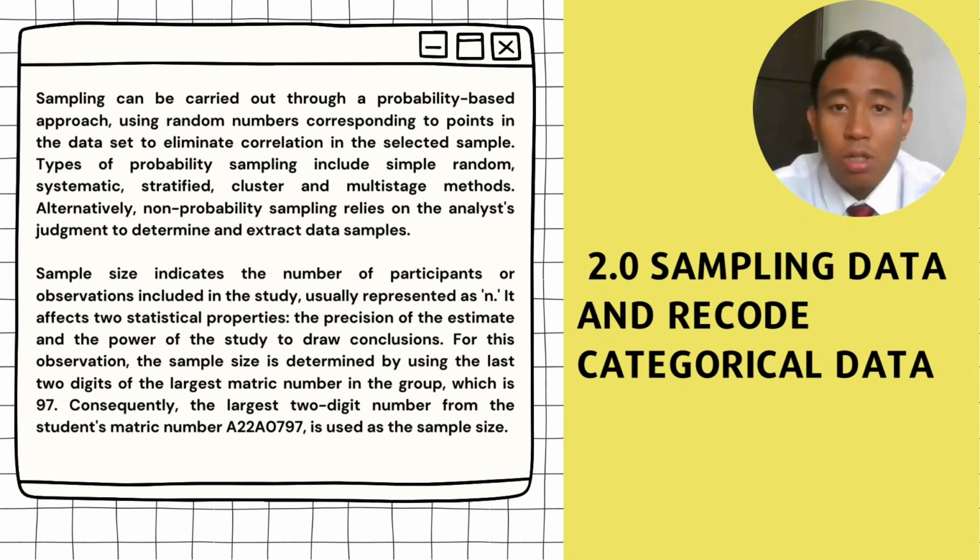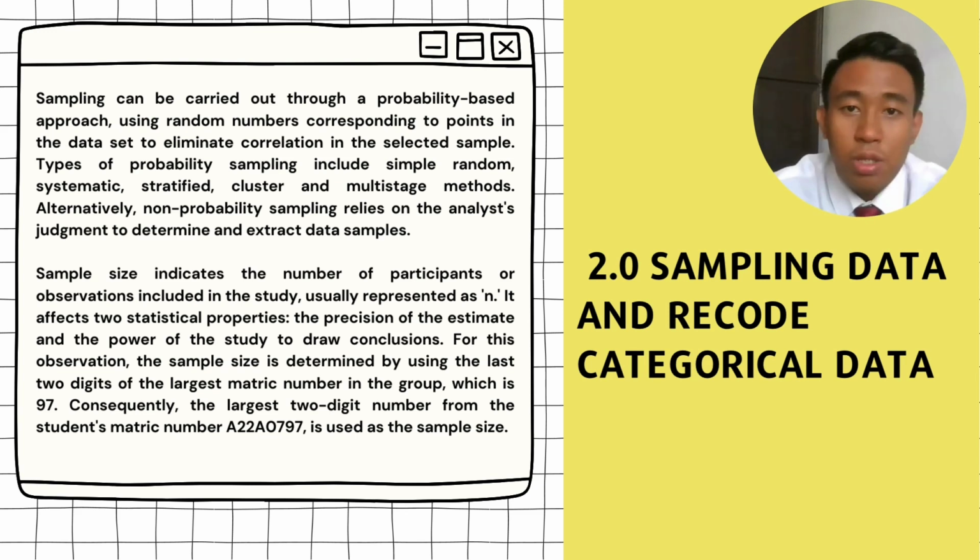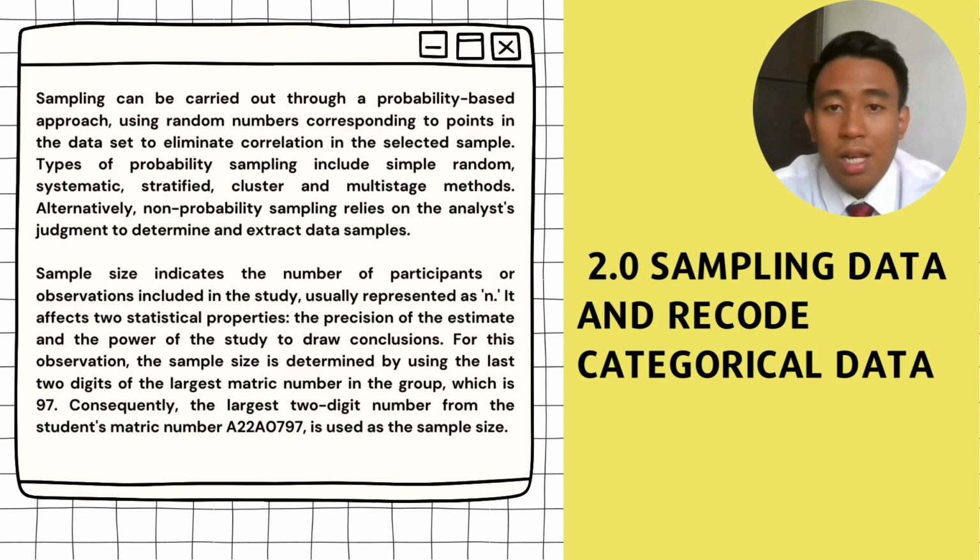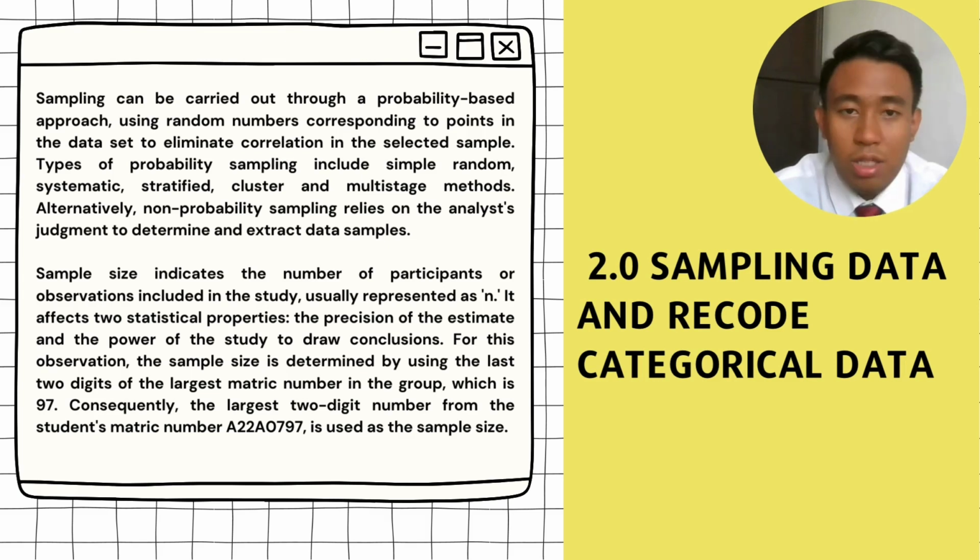Sampling can be carried out through a probability-based approach using random numbers corresponding to points in the data set to eliminate correlation in the selected sample. Types of probability sampling include simple random, systematic, stratified, cluster, and multi-stage methods. Alternatively, non-probability sampling relies on the analyst's judgment to determine an abstract data sample.